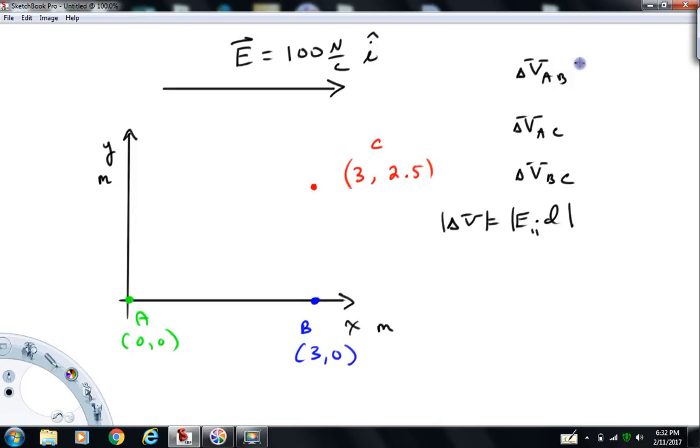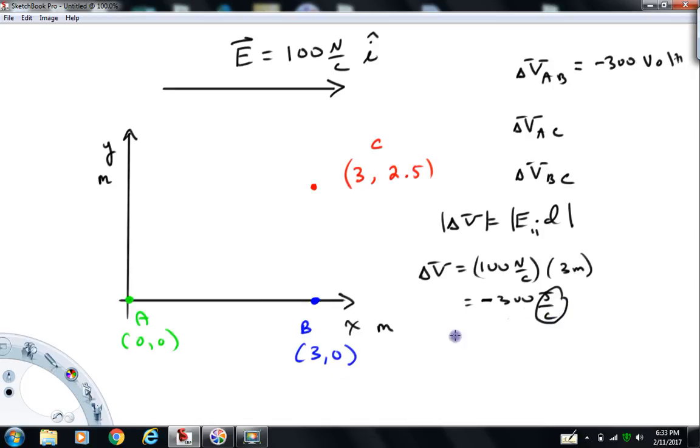So here we go, working the calculations now. From A to B, we're going from the point 0, 0 to 3, 0, so the distance between them is 3. The potential difference between A and B is the field strength, 100 Newton per Coulomb, times a distance of 3 meters. Out comes 300 Newton meter, which is a joule, 300 joule per Coulomb. Because we are dropping in potential, that potential difference is negative, meaning that potential B is 300 joule per Coulomb lower than potential A. So the potential difference between A and B is minus 300 joule per Coulomb, which is, by the way, a volt. So I'll just put minus 300 volts. That's what a joule per Coulomb is.